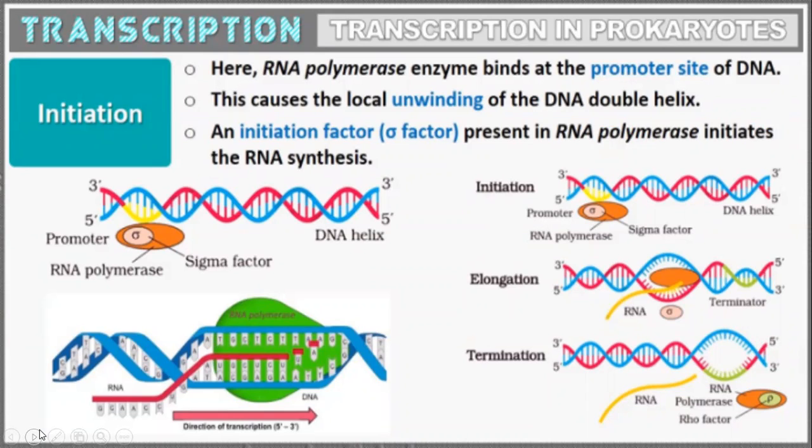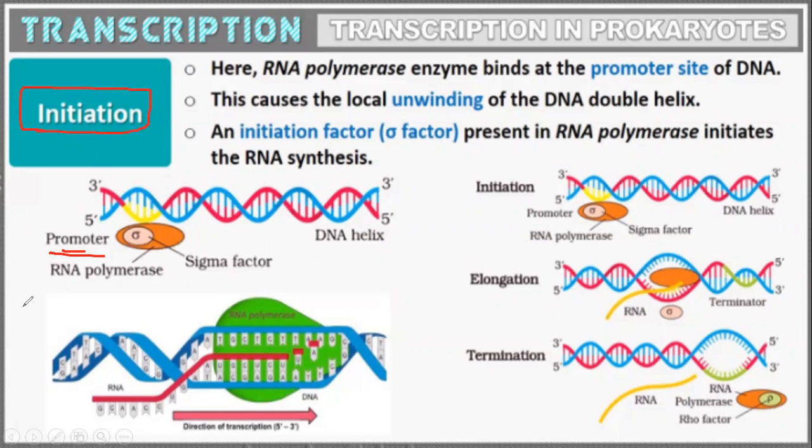The RNA polymerase, that is the key enzyme, attaches on the P site, that is the promoter region. Then the factor called sigma factor activates it. Sigma factor starts to activate the transcription, and that process is known as initiation.